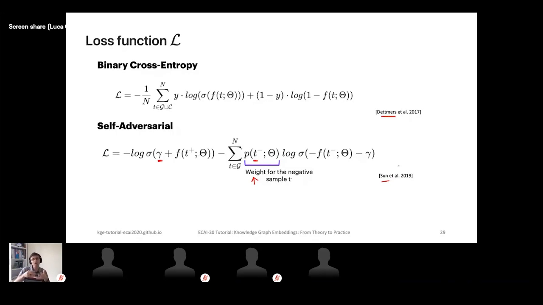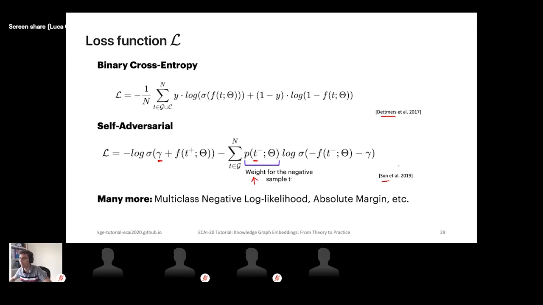besides presenting scoring functions, they also present new loss functions, and in most cases, the interplay between novel losses and scoring functions is what determines the good behavior of the model, right? Okay, so as I said, many more losses are available in literature. Again, I invite you to look up recent surveys and papers on the topic.